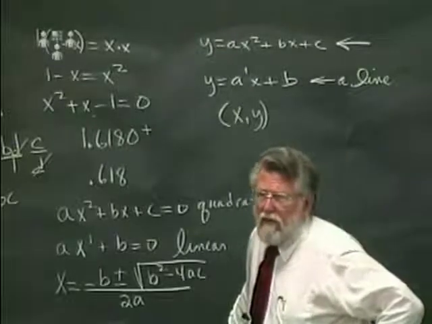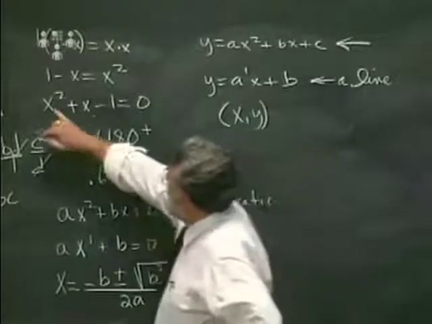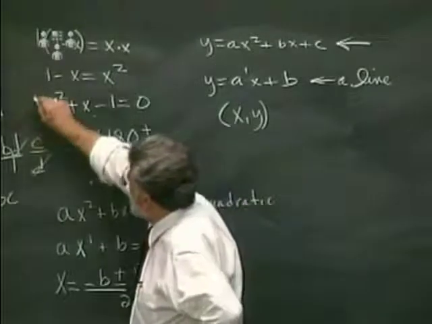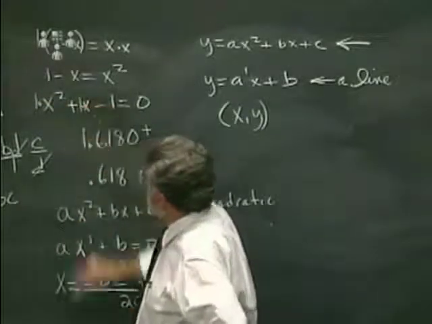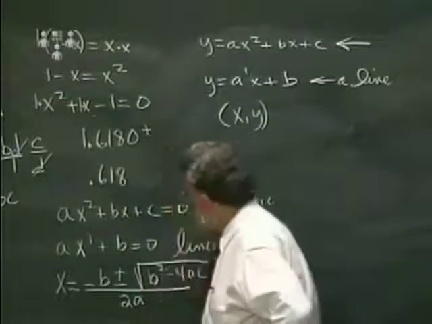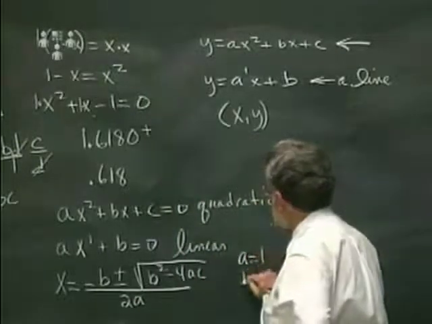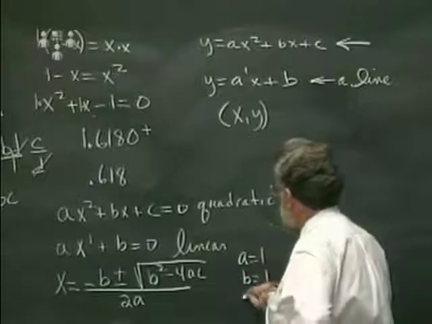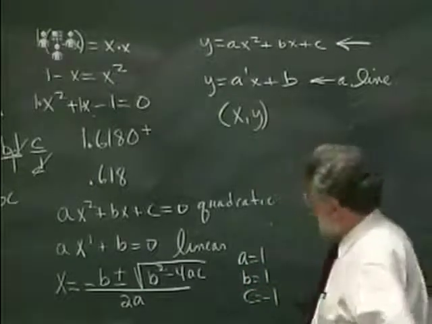Because I could say, given this formula, and given that up here, a is 1 because there's a 1 in front of the x squared, there is a 1 understood in front of the x, I could say that a is 1, b is 1, c is minus 1, and you get a very interesting result.